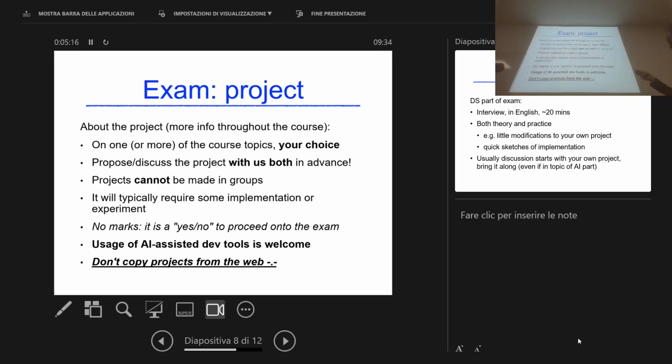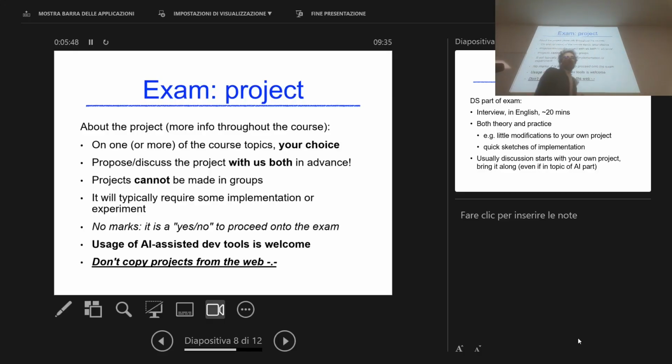You can choose one or more topics from the course, whatever topic you want. You don't need the project to cover both parts of the course. You can choose a topic that is only data science, only machine learning, or only Professor Monica's topic, it's fine. You don't need to combine something that belongs to Professor Monica's part of the lectures and something that belongs to mine. You can choose one or more.